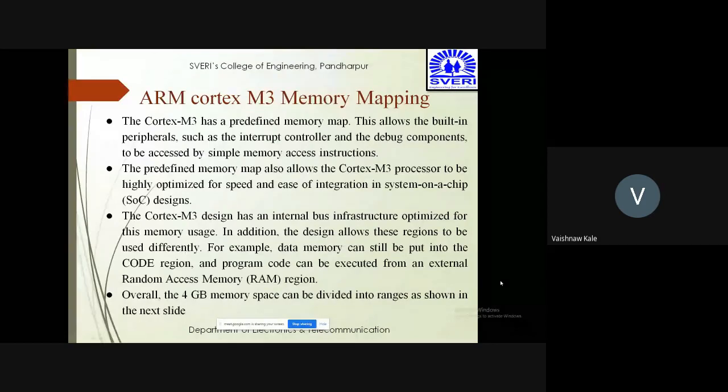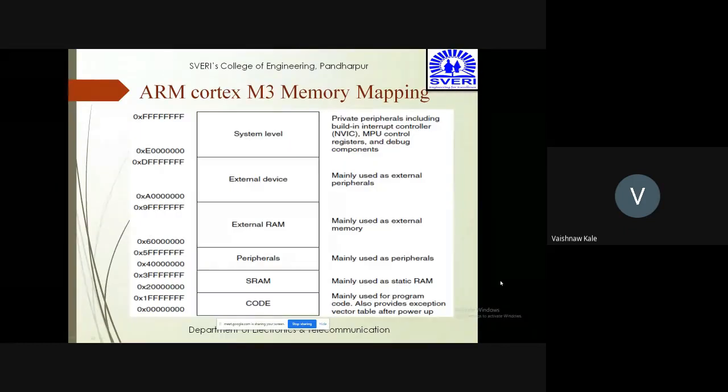In addition, the design allows these regions to be used differently. For example, data memory can still be put into the code region, and program code can be executed from the RAM region. Overall, the 4 GB memory space can be divided into the ranges shown in the next slide. So this is how the range goes from 0x00000000 to 0xFFFFFFFF. So there is code, SRAM, peripheral, external RAM, external device, and system level.